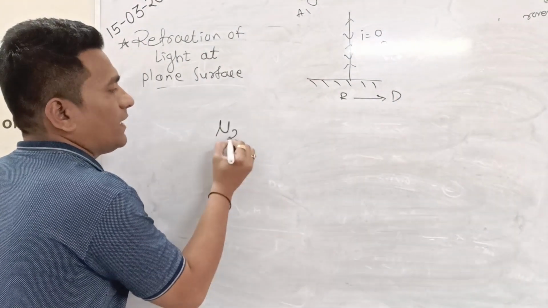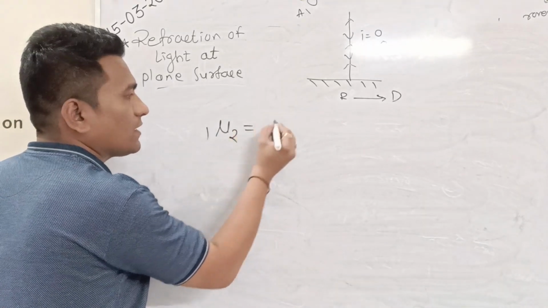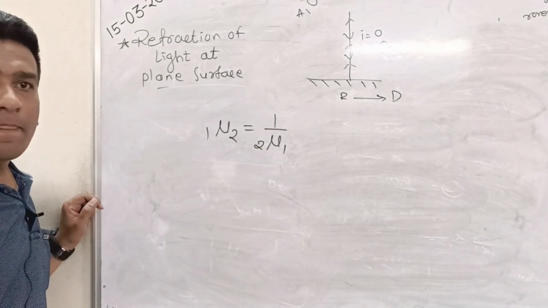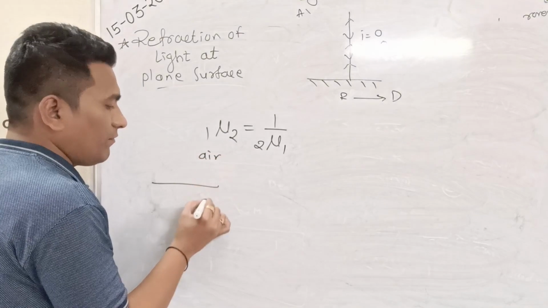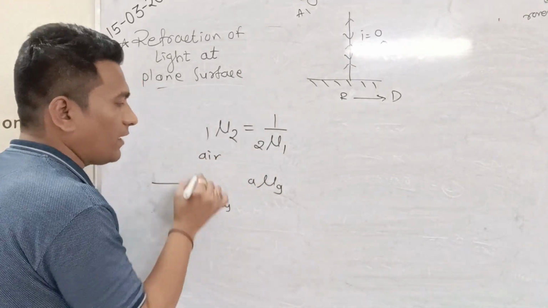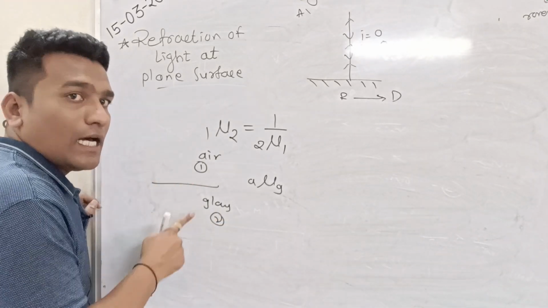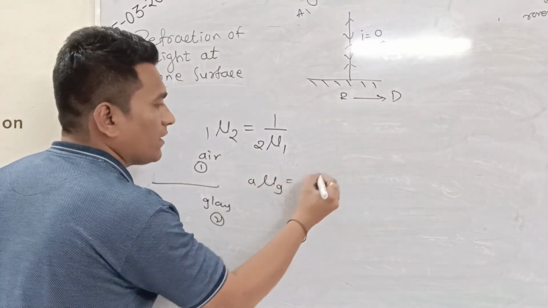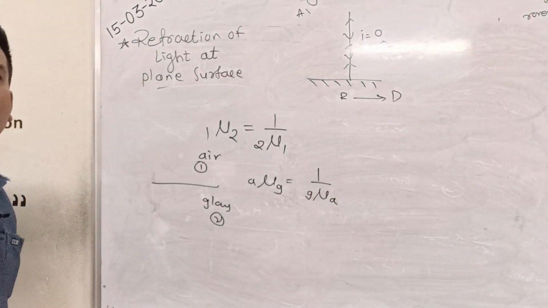Principle of reversibility: the refractive index of second with respect to first is 1 upon the refractive index of first with respect to second. Means in short, if I have air medium and glass medium, air is the first medium, glass is the second medium, air is rarer, glass is denser, the refractive index of glass with respect to air is 1 upon the refractive index of air with respect to glass.